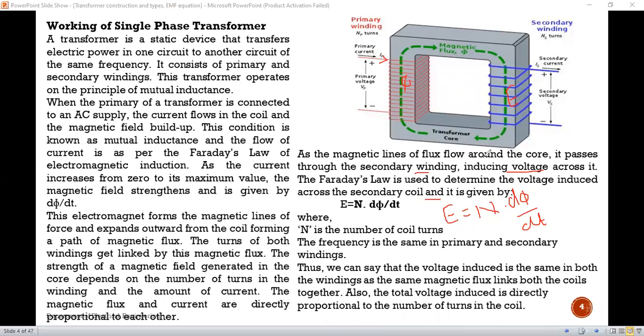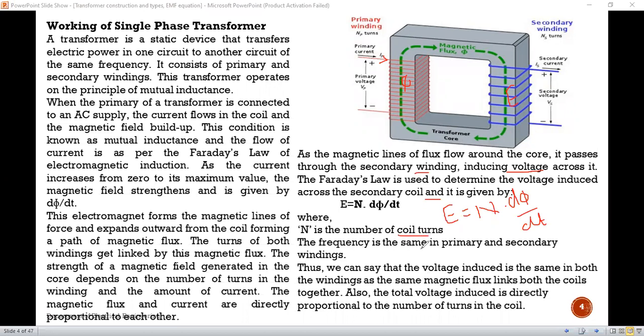Okay, rate of change of flux, and the N is nothing but the number of turns in that coil. The number of turns in that coil, and the d phi by dt is nothing but the rate of change of flux. The rate at which the flux changes should depend upon the supply current, where N is nothing but the number of turns of the coil, that is the number of coil turns.